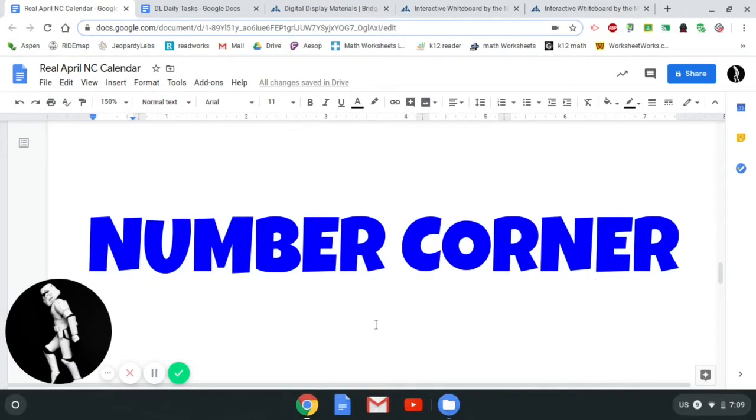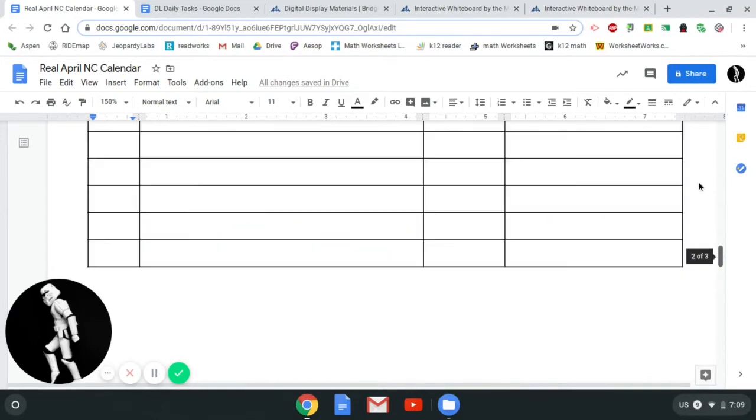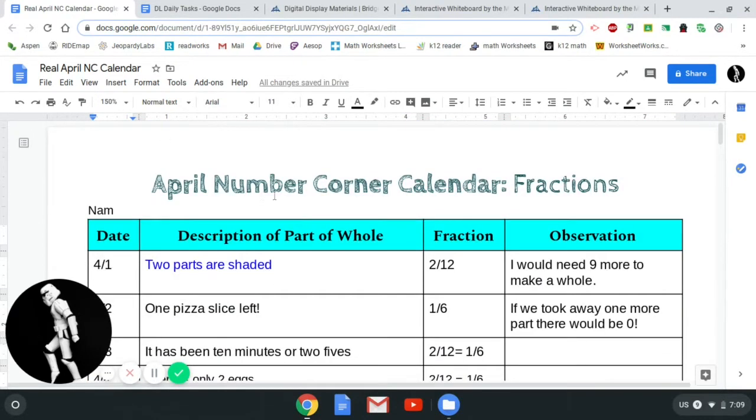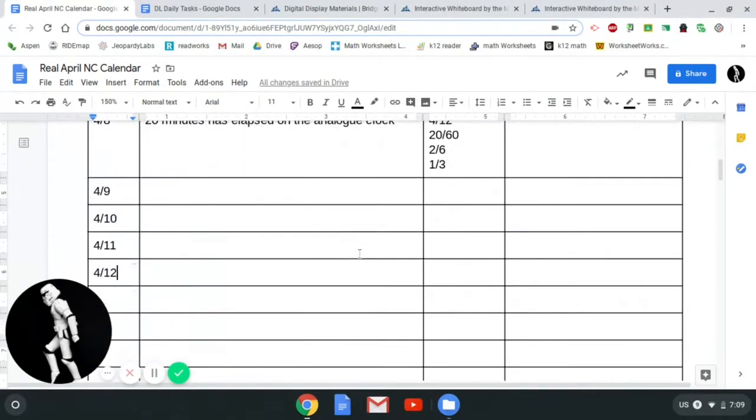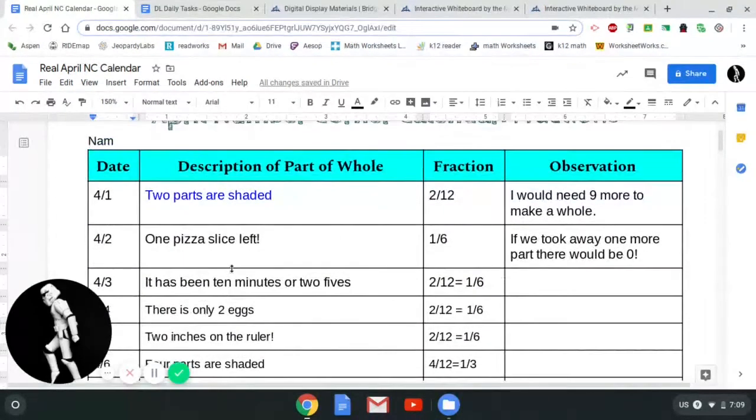For you to do this, you're going to want to get that sheet in front of you that is titled April Number Corner Calendar Fractions. We're going to want that today. Today, we're going to update a whole bunch of days: the 9th, the 10th, the 11th, and the 12th. We're not going to update the 13th because today's the 13th. They're going to have to do that tomorrow.